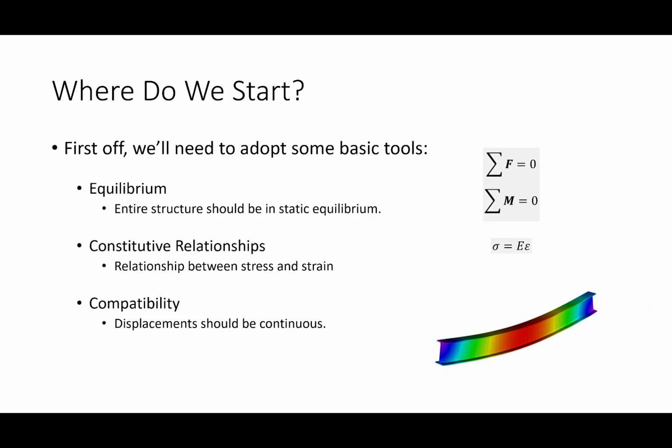There's also compatibility. The displacements in the structure, how the structure should deform, should be continuous. No sudden jumps in displacements. So you'll see, for example, here's an I-beam. This is an animation of an I-beam deforming, and it's deforming in a continuous fashion. We'll adopt those same assumptions when we start looking at beam deflections and truss deformations and things like that.